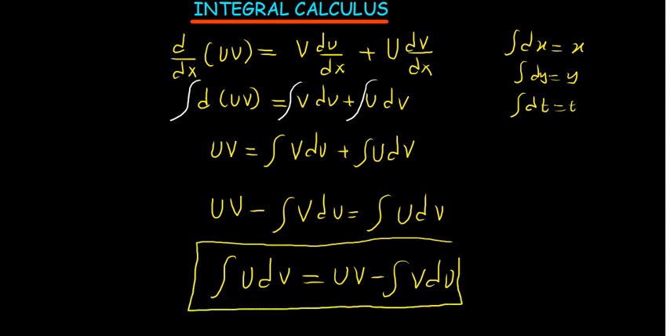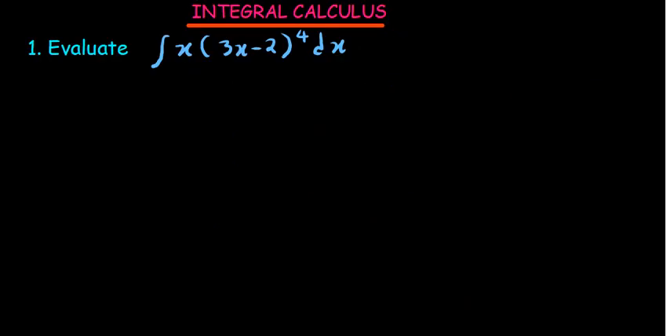And now we just need to make sure that u is something that we can differentiate easily, and dv is something that we can also integrate easily. So that is what we're going to take. Considering the first question here: evaluate the integral of x(3x minus 2)^4 dx. From the formula of integration by parts, the integral of u dv is equal to uv minus the integral of v du. And this is the integral we've been given.